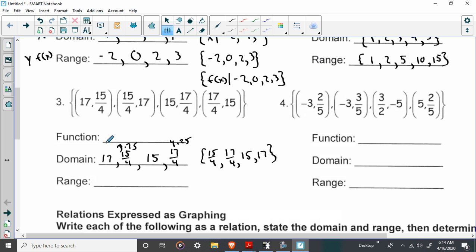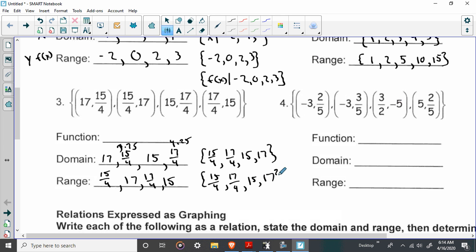And again, your range, what do we got? 15 over 4. Then we've got 17. We've got 17 over 4, and then we've got 15. So they were just trying to trip you up here a little bit because they gave you all the same numbers, and they gave you all fractions with them. You notice that these actually have the same domain and range. They just don't necessarily correspond with each other.